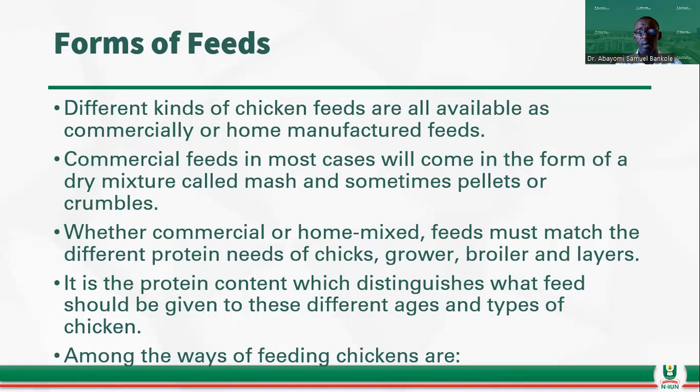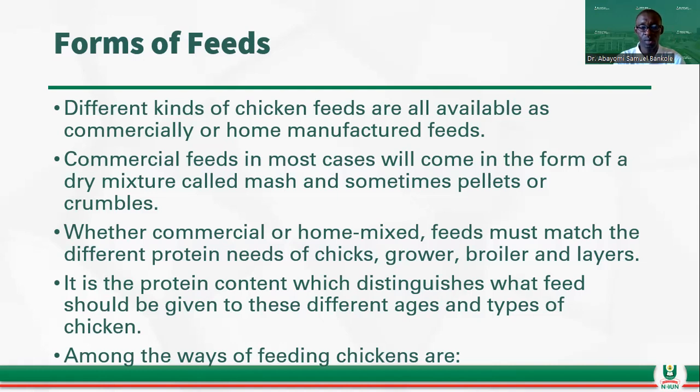Don't forget, we have looked at the definition of feeds earlier, and I told you to go through those terms one after the other. But let's look at the forms in which these feeds are commonly presented. Number one, different kinds of chicken feeds are all available as commercial or homestead forms. Now, commercial feeds in most cases will come in the form of dry mixture called mash and sometimes pellets or crumbles.